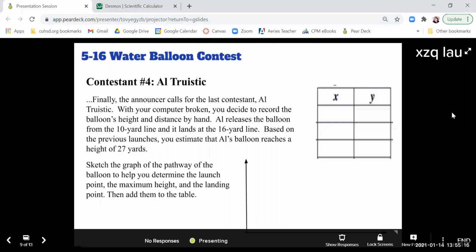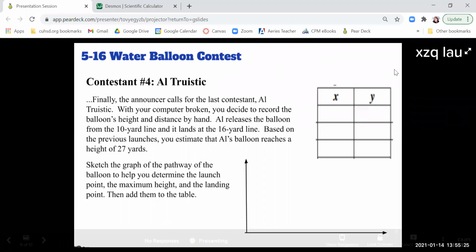All right, contestant number 4. Altruistic. Another special name. Okay, finally, the announcer calls for the last contestant, Altruistic.